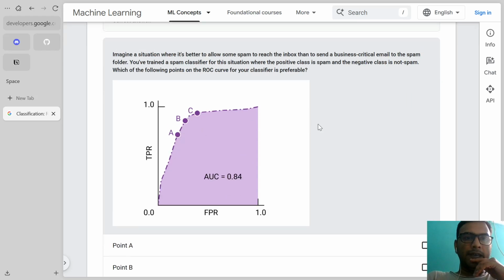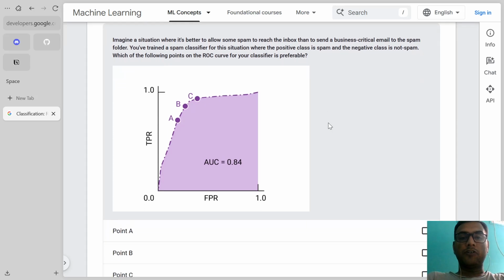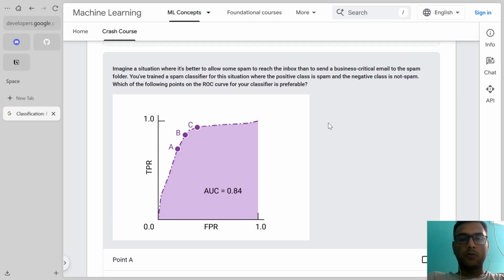Okay, let's solve this one. Imagine a situation where it's better to allow some spam to reach the inbox than to send a business-critical email to the spam folder. You have trained a spam classifier for this situation, where the positive class is spam and the negative class is not spam. Which of the following points on the ROC curve for a classifier is preferable? A, B, or C.